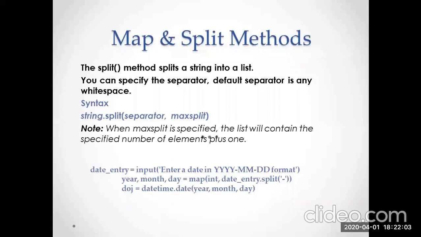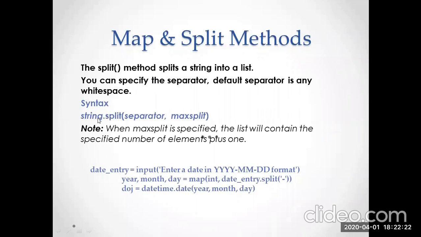We are going to make use of map and split methods in our program. The split method splits a string into a list. You can specify the separator. The default separator is any white space. The syntax for split is like this. It is operated on a string.